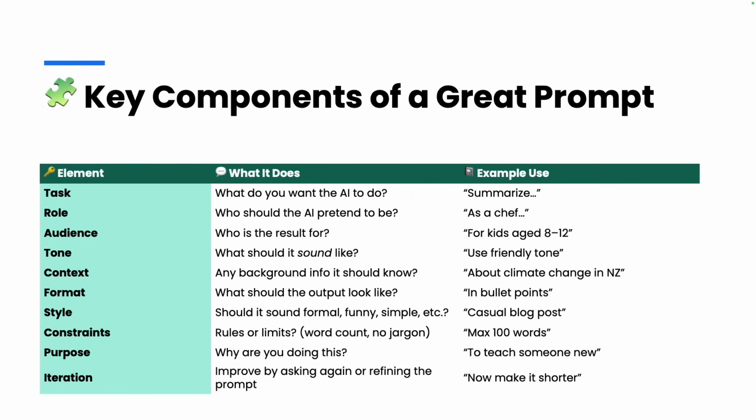Let's look at some of the key components needed for a great prompt. I'm not going to go through this in detail because we have quite a lot of examples in this part. We are going through 20 examples incorporating all of these elements like task, role, audience, tone, context, format, styles, constraint, purpose, iteration. Sometimes we are going to use a combination of one or two or three in a single prompt to get a different output.